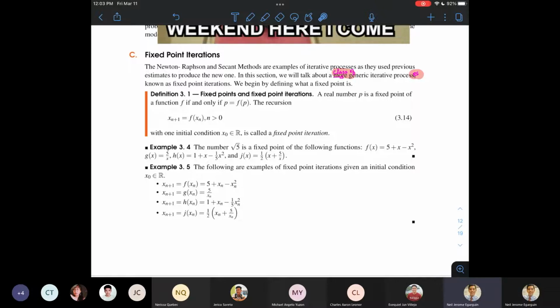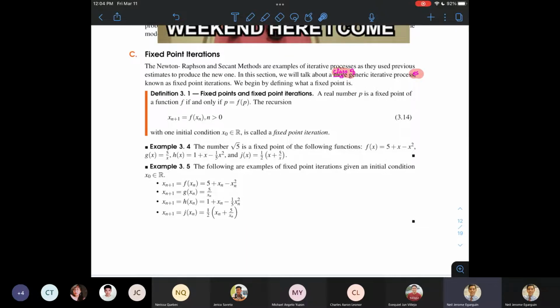Alright? And then if you have a recursion formula of the form given in equation 3.14, x sub n plus 1 equals the function value of your previous iterate, evaluated under f, then that's what we call a fixed point iteration. Okay? So kung meron kang function f, yung new iterate ay function value lang ng previous iterate, then isa siyang fixed point iteration. And here you will see that the Newton-Raphson and the secant method follow the fixed point iteration form given in equation 3.14.